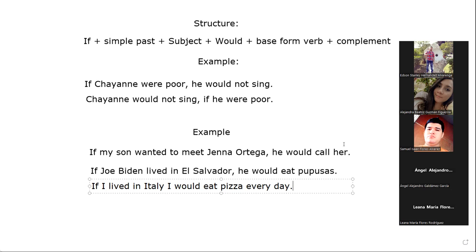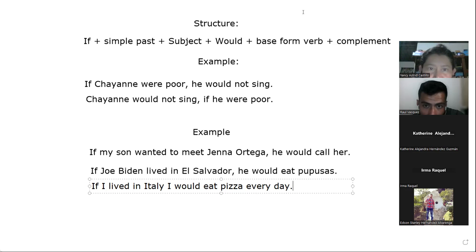I wish my dog would stop barking. Very good. Raul, I wish I knew how to play. Yes, Raul. I got a lot from Raul. Good examples, guys. All right, let's hear Yancy. What's your example, Yancy?